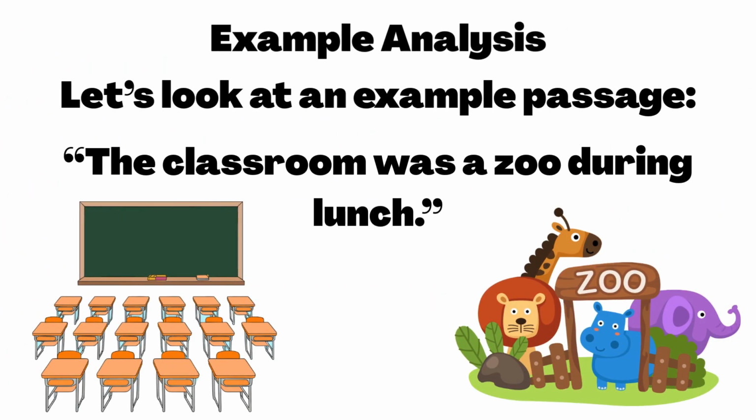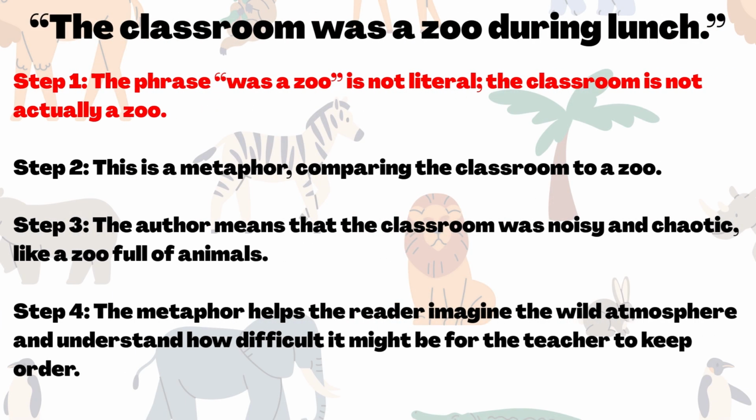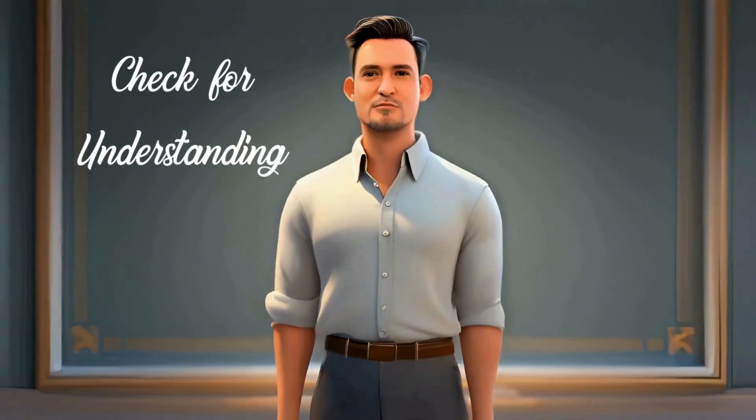Example analysis. Let's look at an example passage. The classroom was a zoo during lunch. Step 1. The phrase "was a zoo" is not literal. The classroom is not actually a zoo. Step 2. This is a metaphor comparing the classroom to a zoo. Step 3. The author means that the classroom was noisy and chaotic, like a zoo full of animals. Step 4. The metaphor helps the reader imagine the wild atmosphere and understand how difficult it might be for the teacher to keep order.